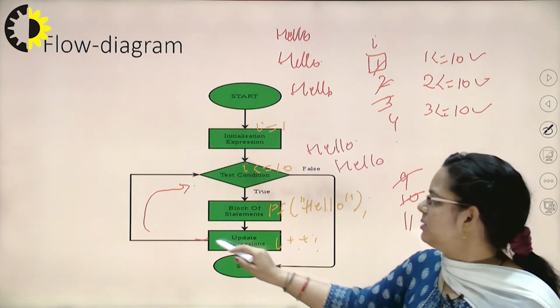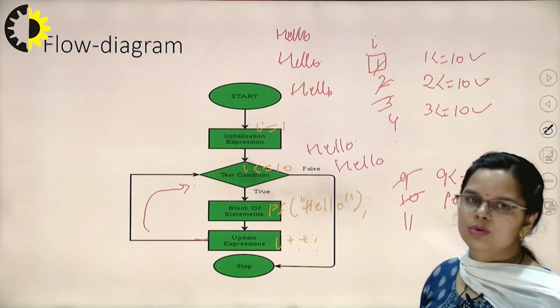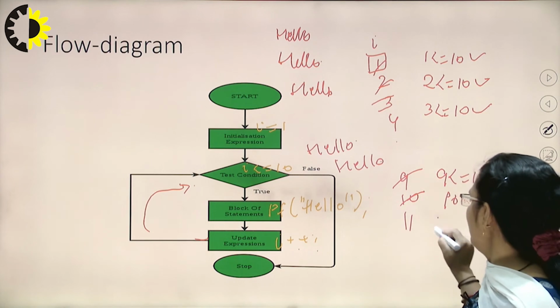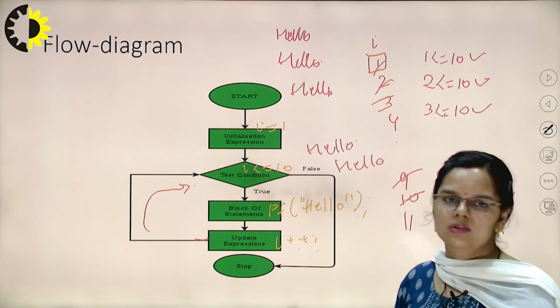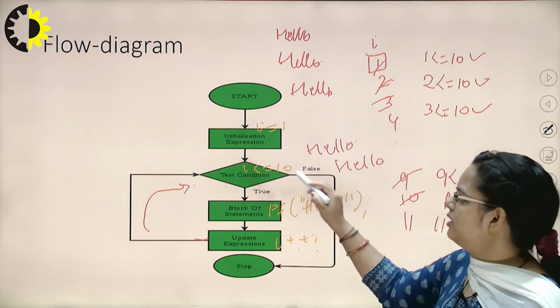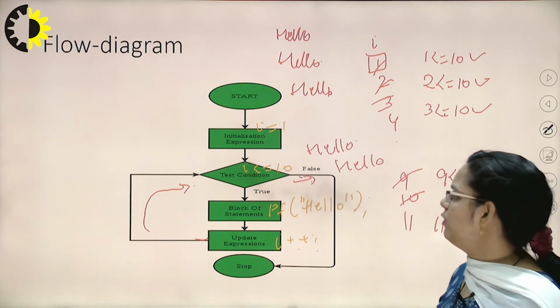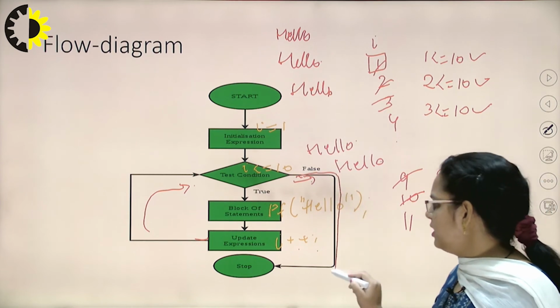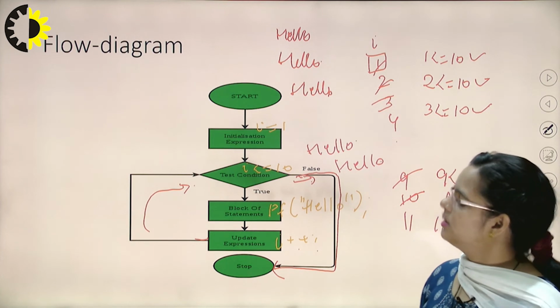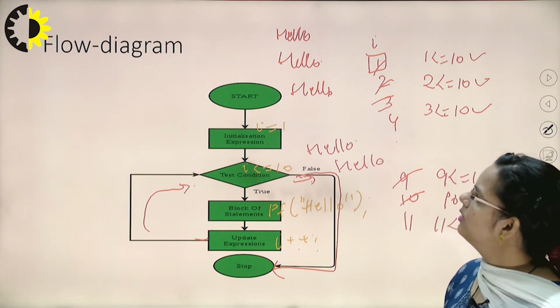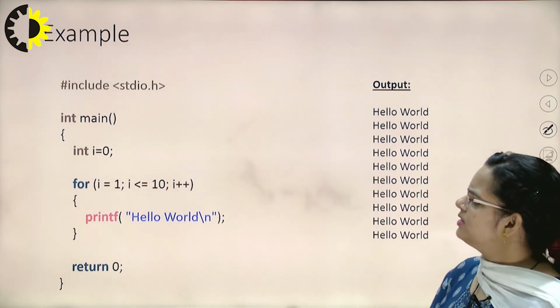After updating the expression, I would become 11, then the control moves to the test condition. Again it checks if 11 is less than equals to 10, the compiler says 11 is not less than equals to 10, and the compiler returns the value false. After false, it comes out of the loop and stops. So this is basically the flow diagram of a for loop. This is an example.